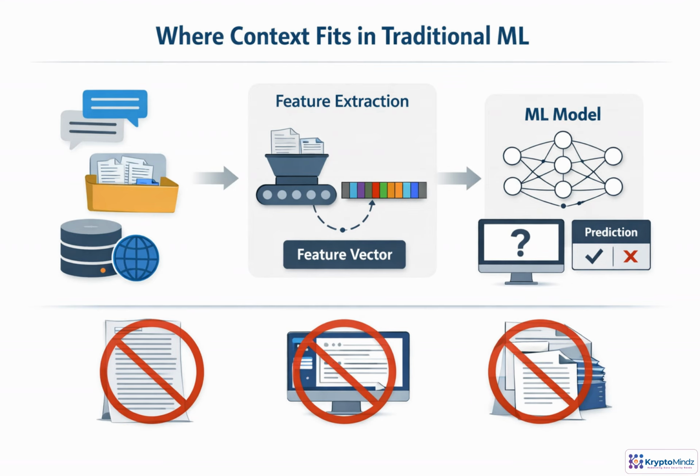In traditional machine learning, context usually has to be translated before the model can use it. Engineers take the messy world, documents, user details, past activity, and other signals, and compress it into a fixed feature vector. That vector becomes the model's reality. If an important clue was not captured during feature design, the model cannot reason from it later. Adding new knowledge often means changing features, collecting new data, or retraining.